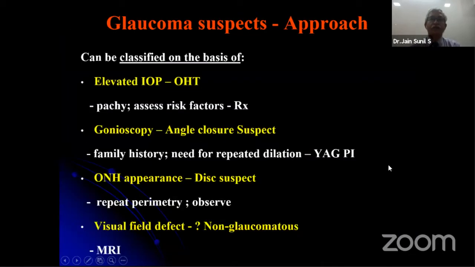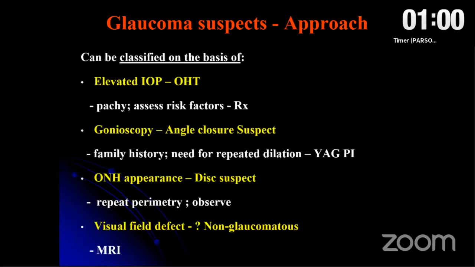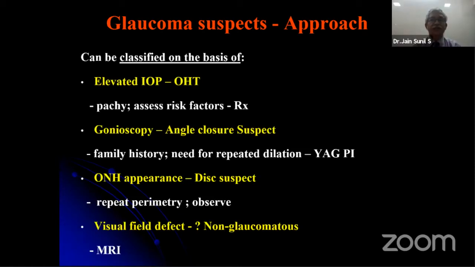So ultimately, it helps you to rule out glaucoma suspect. And if you have a patient who is a glaucoma suspect, you might classify it as just an elevated pressure, that is ocular hypertension. If there's an angle suspect, then depending on the history, you might decide whether YAG PI is needed or not. It could be a disc suspect, so you have to do the perimetry and observe the patient. And if you have a visual field suspect, then it could be non-glaucomatous. You might do an MRI.